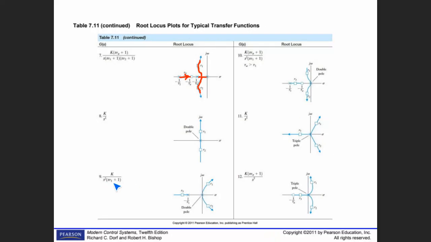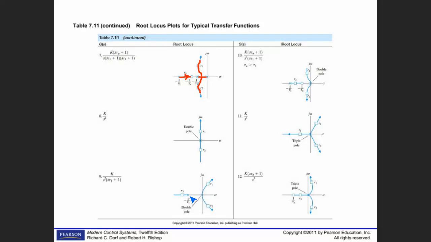S square and also S plus 1. Of course, one pole is located here. However, the other double pole is located in the origin. So you have three poles. While you are increasing your K, the poles are moving in this direction, that direction, and that direction. Then it's going to be, of course, an unstable solution.